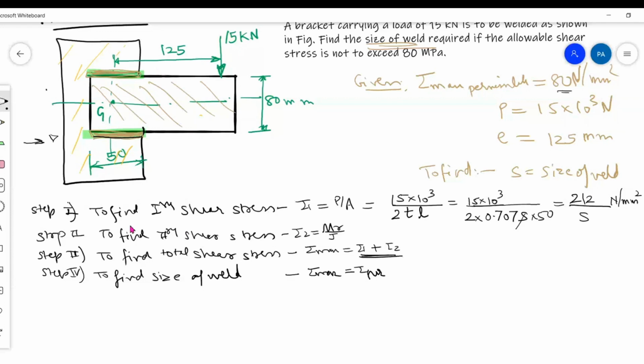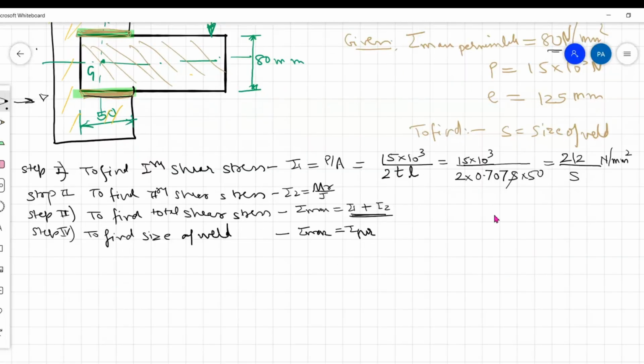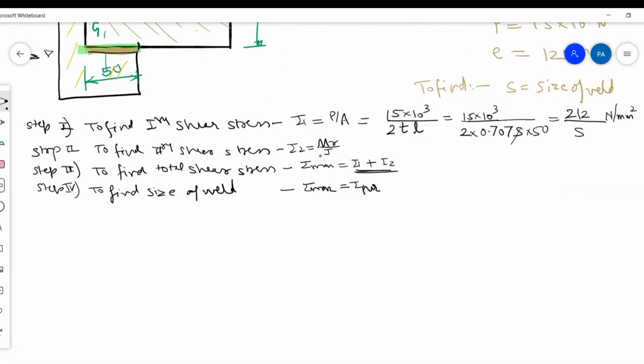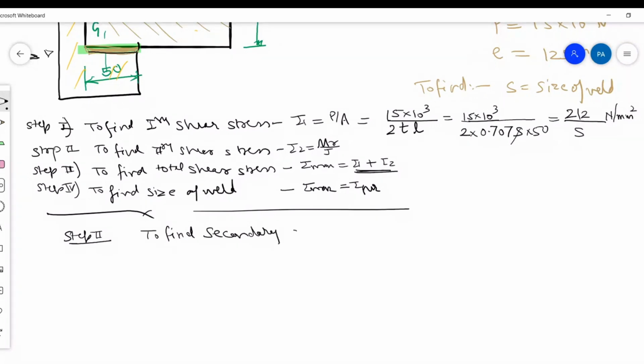Okay, so now the second step, to find tau 2. Now I am writing it in one stretch. You have to write it step by step, one below the other. You should not write like this. Now second is tau 2. That is step 2, to find the secondary shear stress.